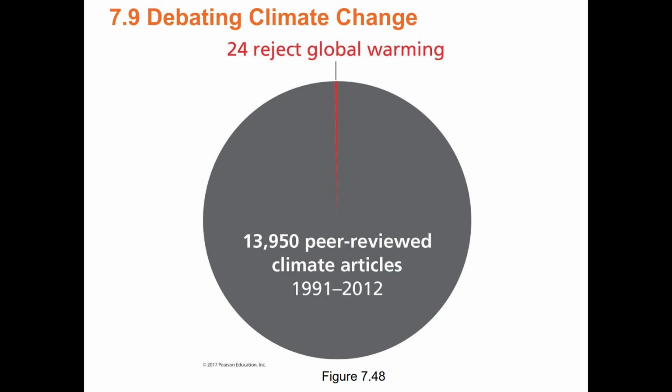Scientific consensus. So this is an old diagram, but I kept it here. This is one of those studies that looked at almost 14,000 peer-reviewed climate change articles, and they found 24 that rejected global warming. I actually read one of them, and it was a Russian publication, which is interesting because the Russian economy is largely built on fossil fuels, natural gas, and oil.